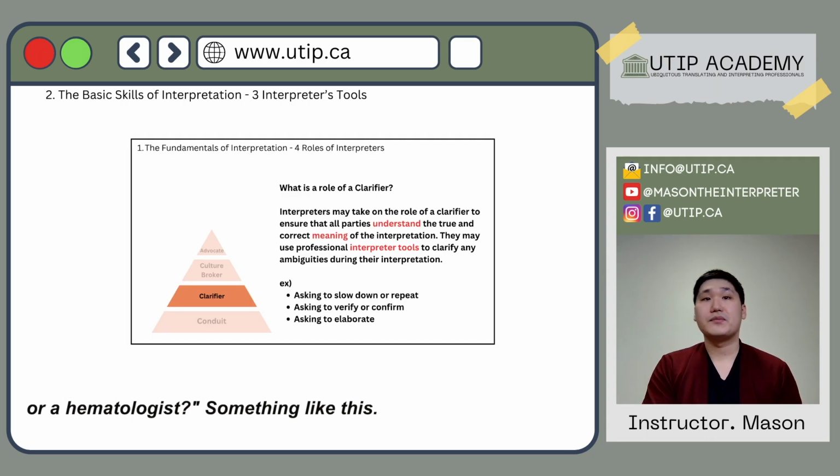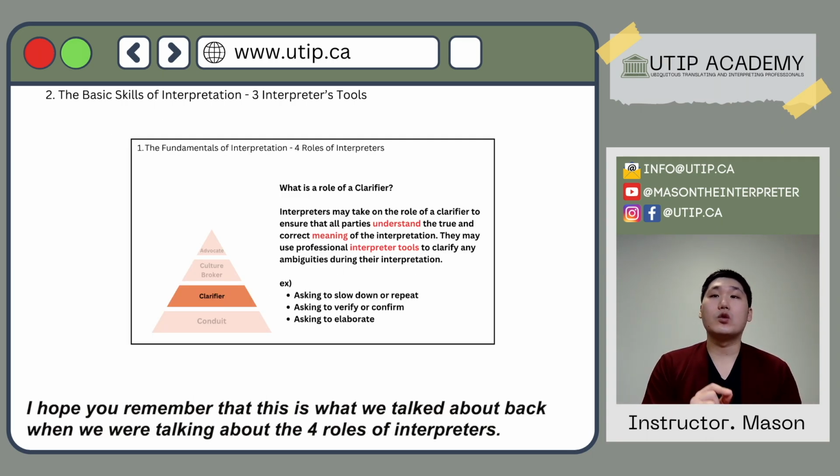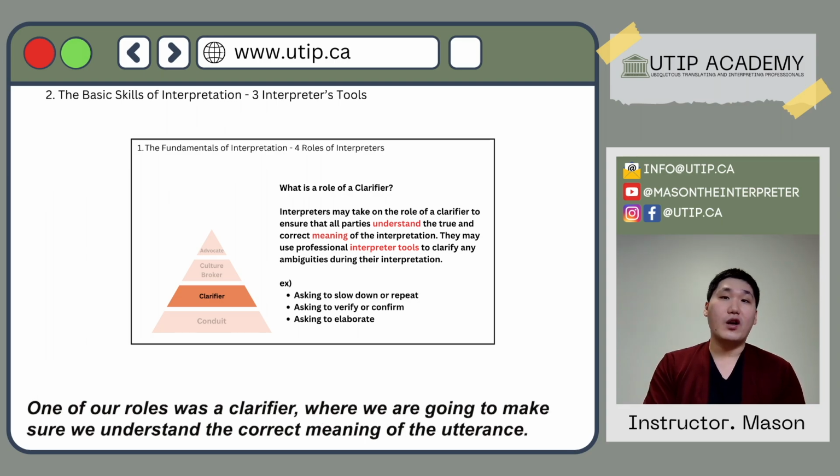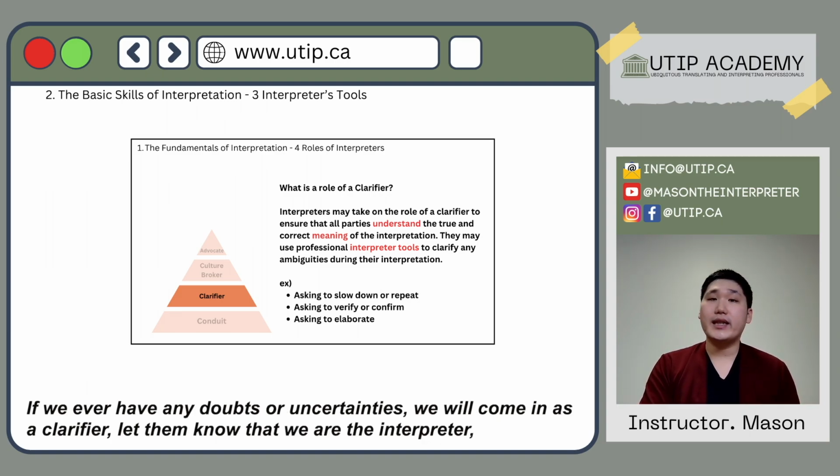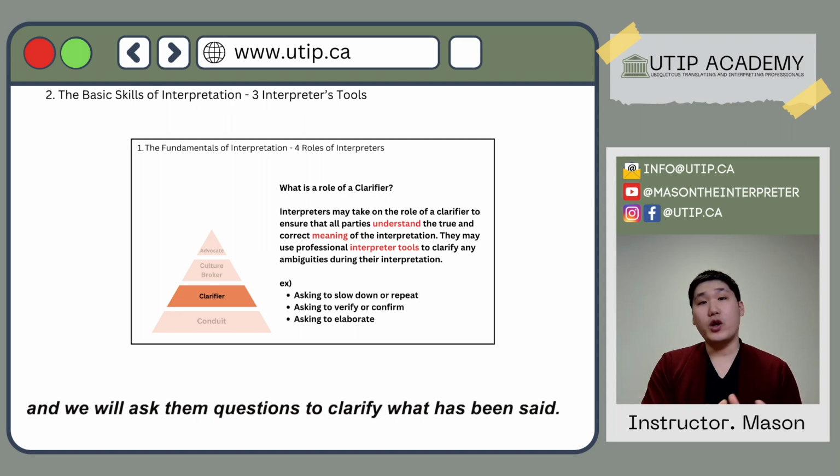Something like this. I hope you remember that this is what we talked about back when we were talking about the 4 roles of the interpreters. One of our roles was a clarifier, where we are going to make sure we understand the correct meaning of the utterance. If we ever have any doubts or uncertainties, we will come in as a clarifier, let them know that we are the interpreter, and we will ask them questions to clarify what has been said.